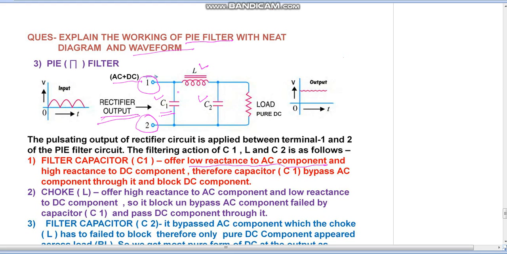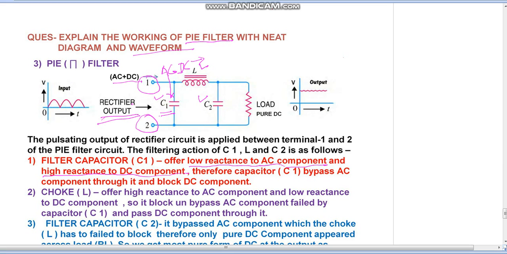So capacitor C1 passes the AC component of the rectifier output through it, and it shows very high reactance to the DC component. Capacitor C1 shows high reactance to the DC component, so it blocks the DC component. So the DC component blocked by the capacitor C1 is passed to the inductor coil L.